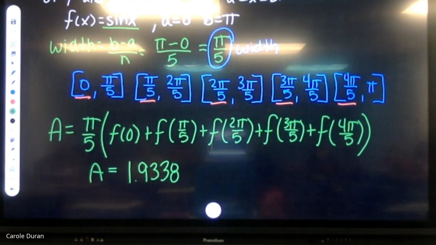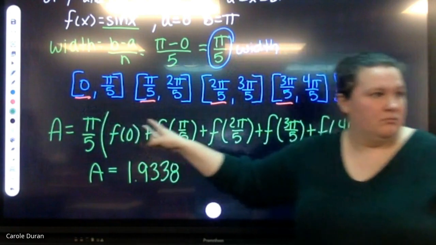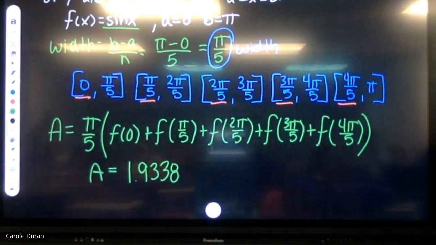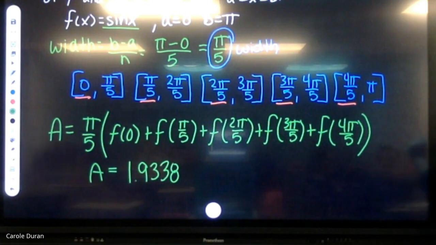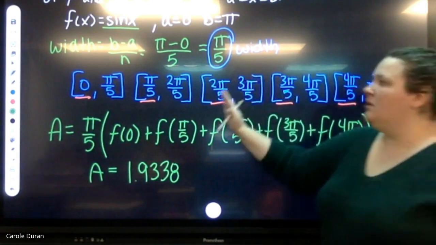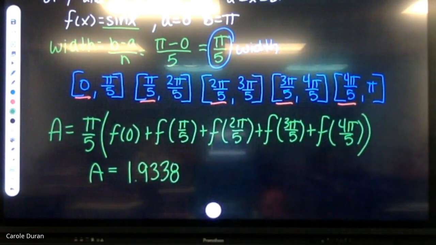Wait, so in this format, how would we find the midpoint then? You would do this plus this divided by 2. That would be your midpoint, and then that's the number that you would plug in instead of this. So you don't have to use the rest of them? Well, you'll have to do all of these, but you'd have to find the midpoint on each of these intervals, and then that's the number that you would plug in. Then your answer should be 1.9338.